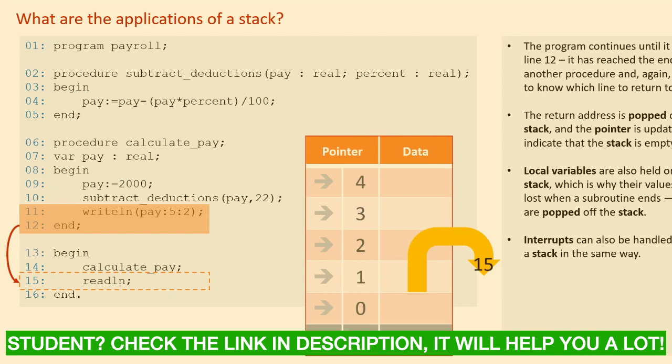Local variables are also held on the stack, which is why their values are lost when a subroutine ends. They're popped off the stack. Interrupts can also be handled with a stack in the same way.